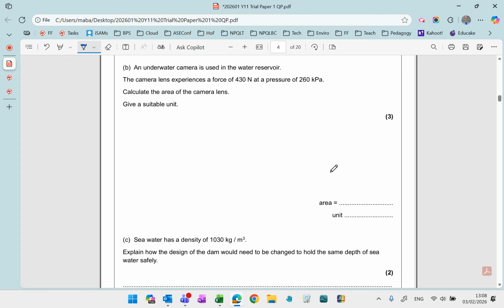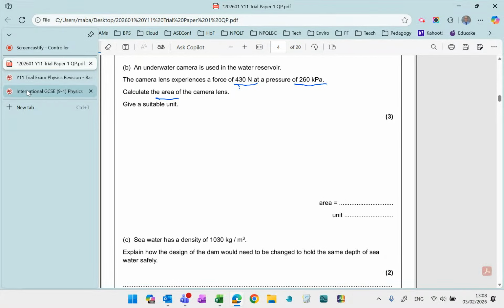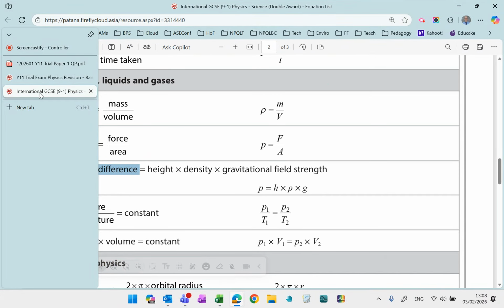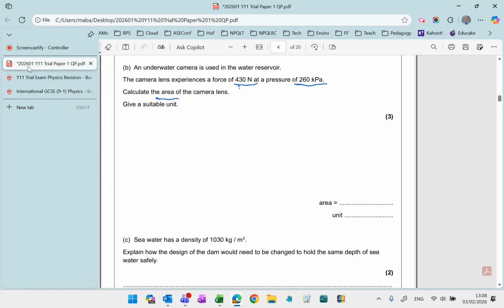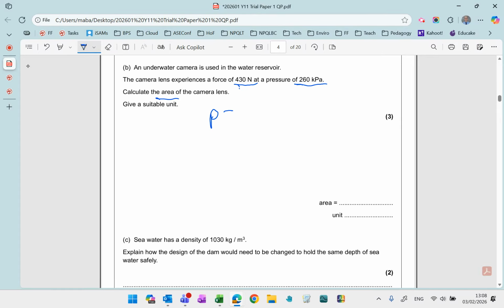So an underwater camera is used in the water reservoir, and that's given us a force and a pressure, and it's asking us to calculate the area. So hopefully a formula is jumping off the page at you already. If it's not, then you just need to go and have a look in the formula booklet. Pressure equals force over area. That's the formula before, right? So P equals F over A. Then I need to rearrange that so the area is the subject.